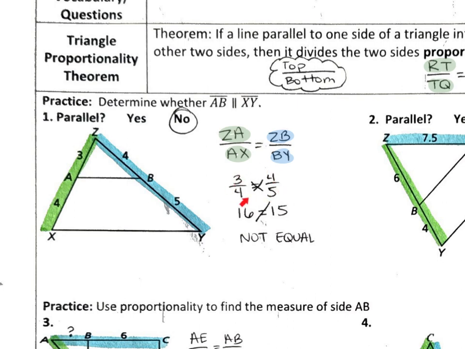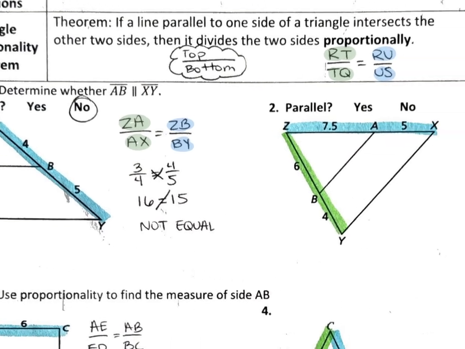So when I fill this in, I have complete fractions, no variables. I still cross multiply, and then I compare these numbers. 4 times 4 is 16, 3 times 5 is 15. Are those numbers equal to each other? That was a legitimate question. Are those two numbers equal to each other? No, so these are not proportional, so they're not parallel.